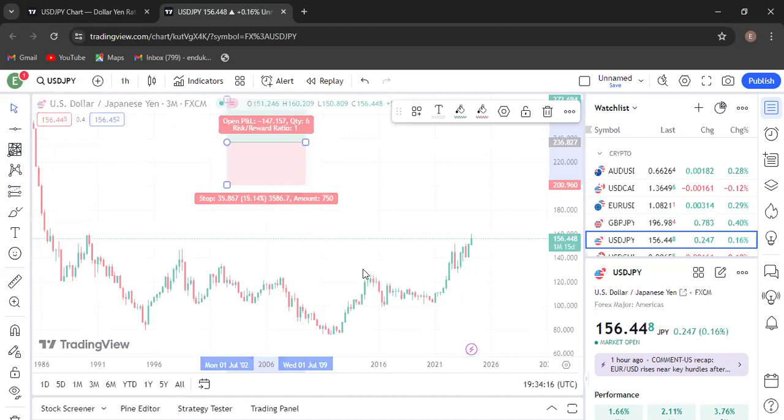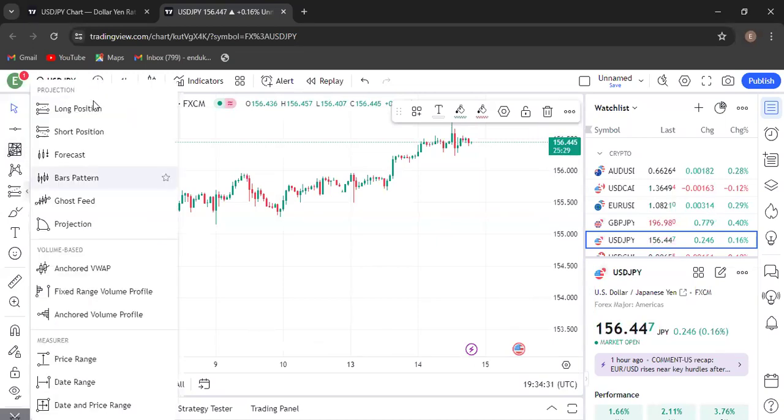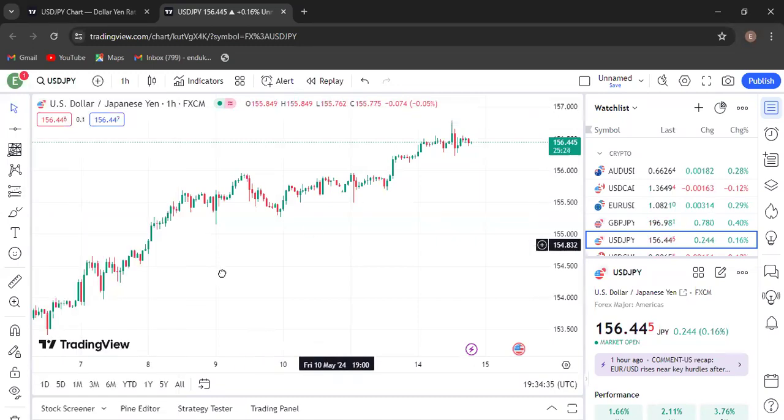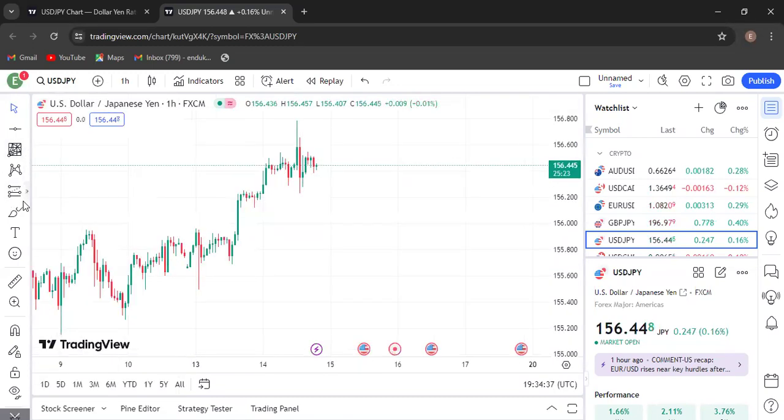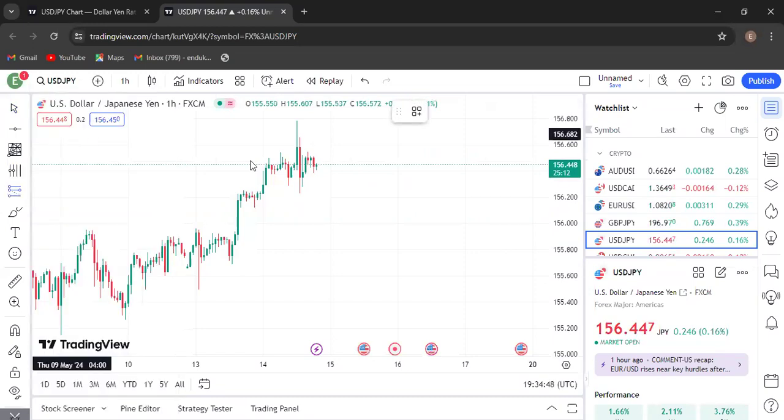So it's loading. Your long position is used to predict a buy, while the short position is used to predict a sell. So I'll click on it right now, and I'll click on how to use the short position first. So I'll click on the short position.